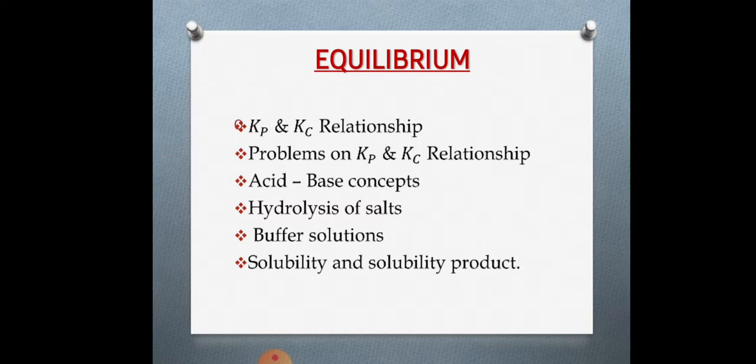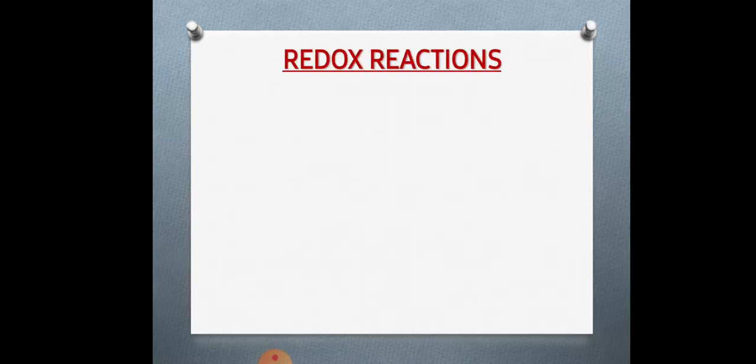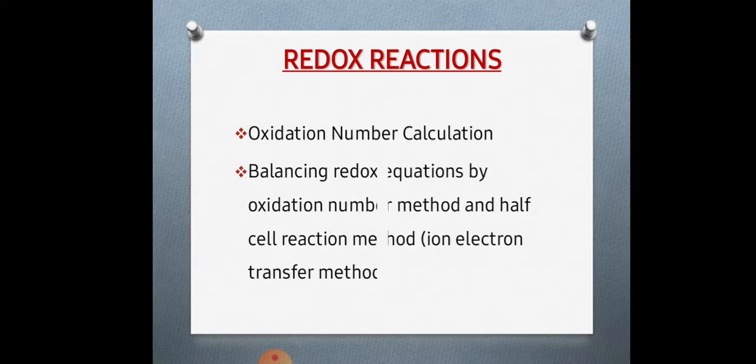Then let us switch on to the next chapter, that is redox reactions. In this redox reactions chapter, the first one is oxidation number calculation. So the calculation of oxidation number of an atom, the calculation of oxidation number of a molecule or ion. Then the second one is balancing redox equations. Under balancing redox equations, either by using the oxidation number method, or the second one is the half cell reaction method, which is also called the ion electron transfer method.